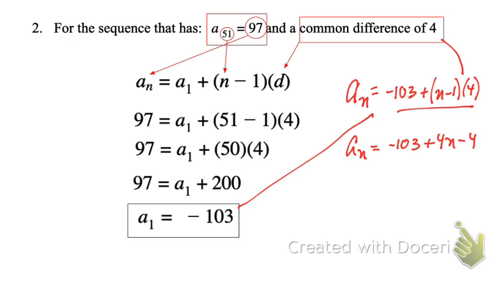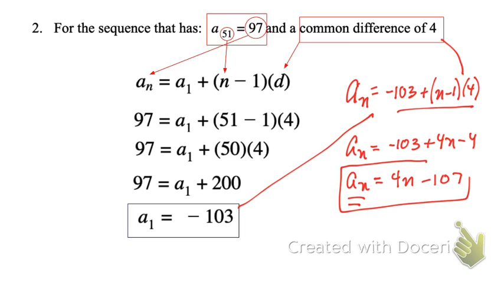4n minus 4. So we get the nth number. To get to the nth number, to get to any number in our list, we would multiply 4 times the position of that number and subtract 107. Okay, there is our nth term rule.